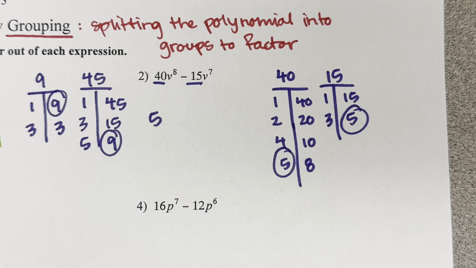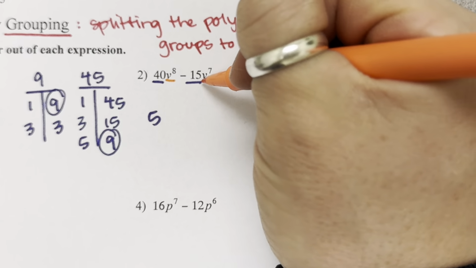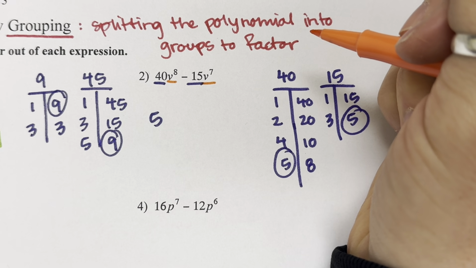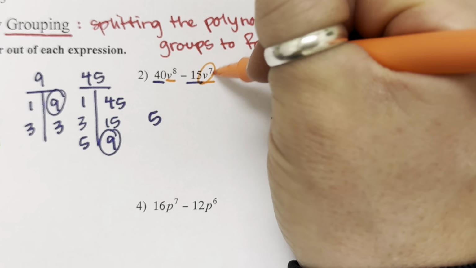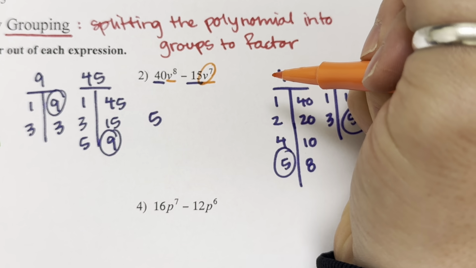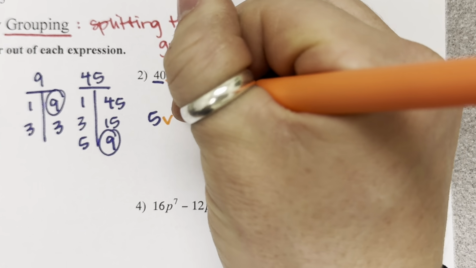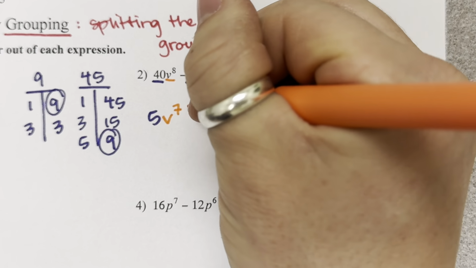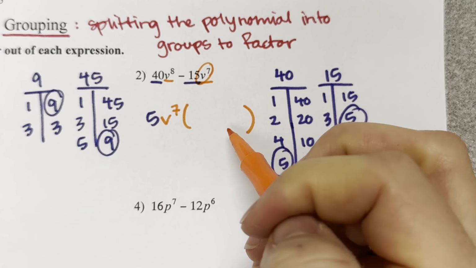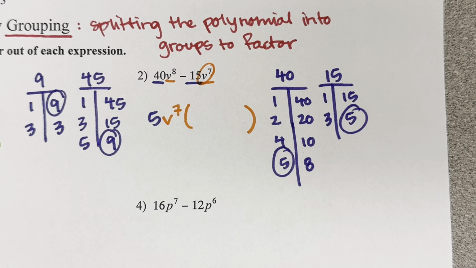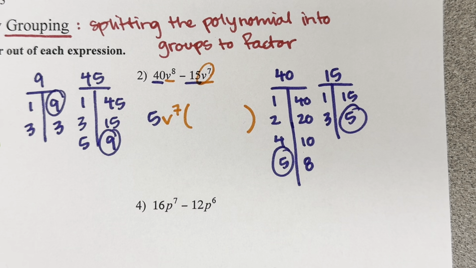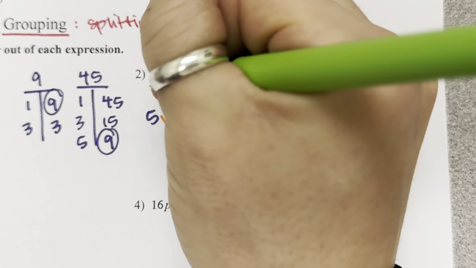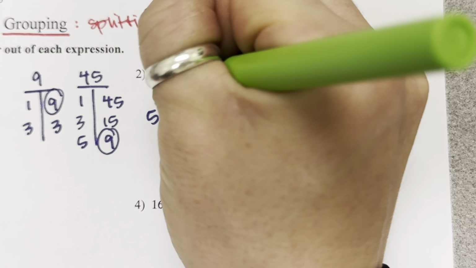Now we need to look at our variables. I have v to the 8th and v to the 7th. Remember, when factoring out the variables, you just have to take the lesser amount, which is 7. Out of 8 and 7, 7 is the lesser amount, so I can factor out v to the 7th. Now all we have to do is figure out what's left inside when we divide by our GCF of 5v to the 7th.